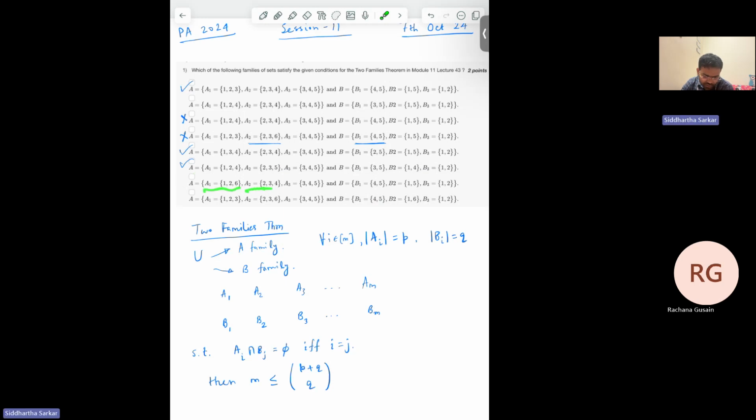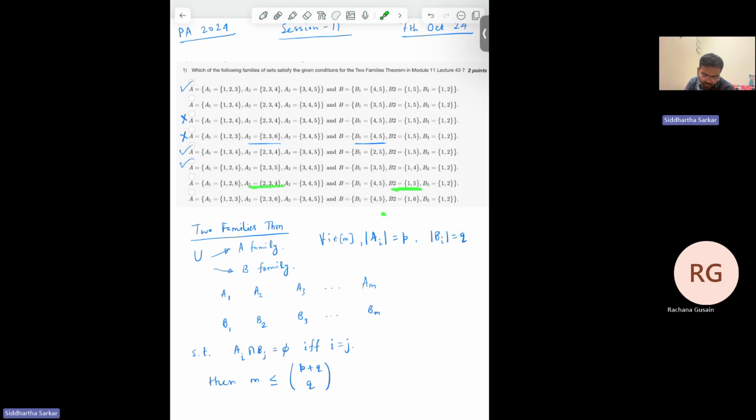How many sets are there in family A? 3 sets. B also has 3 sets. So this is consistent. So now let's look at A1 and B1. Nothing is in common. 1, 2, 6, and 4, 5. So empty intersection following this condition. So let's look at A1 and B2. So 1 is common between the two sets. So that is non-empty. So following the condition. So let's look at A1 and B3. So it is 1 comma 2, which is again non-empty. So following the condition.